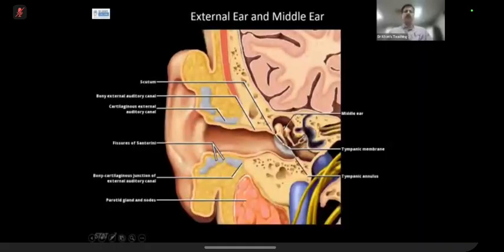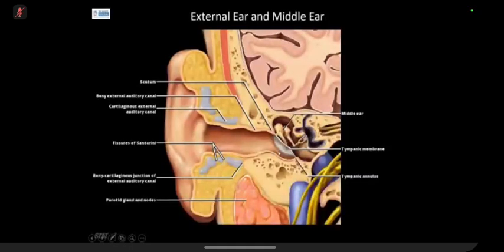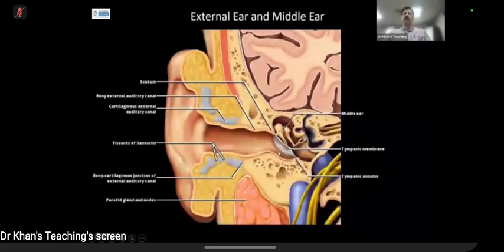Okay, candidate 2, can you see my diagram? This is external ear and middle ear. Yes. Okay, now with this background, we have to develop, and there will be repetitions as I was telling you.